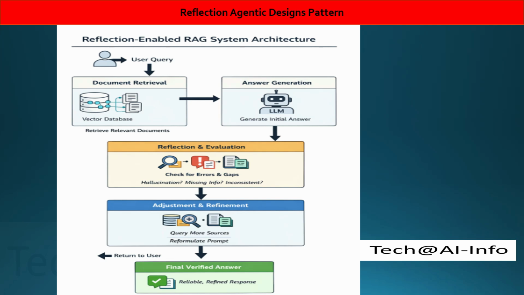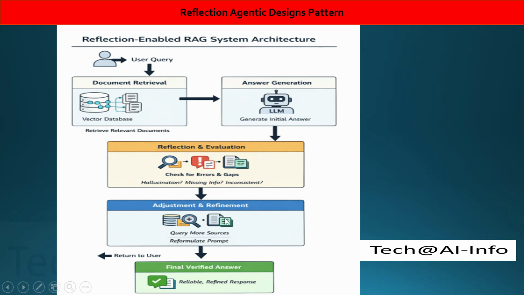Next is adjustment and refinement. So if issues are found, the system adapts. And what adapts? It reformulates the prompt, retrieves additional or more specific documents, changes the retrieval strategy, like top-K filters, and improves the reasoning instructions here.